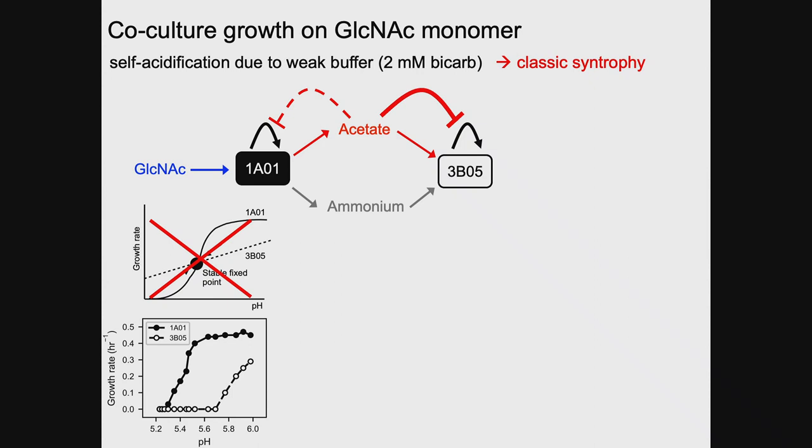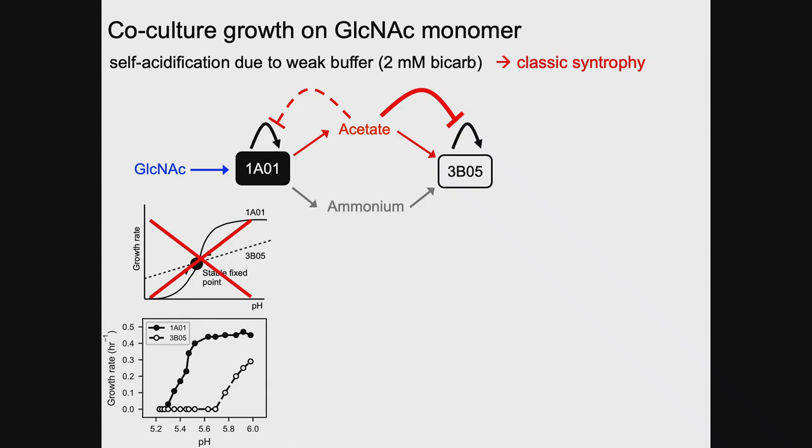Sorry, just a clarification. With the strong buffer, do you have coexistence based on the growth? With the strong buffer, they just grow by themselves, exponential until everything is used up. And they coexist because the second one grows on acetate? They coexist when growing together.